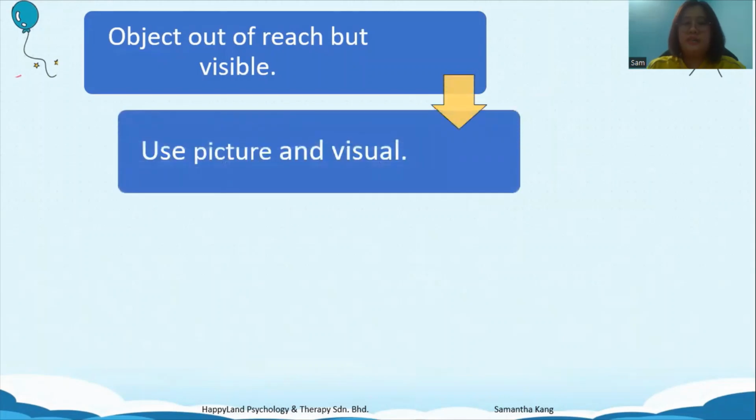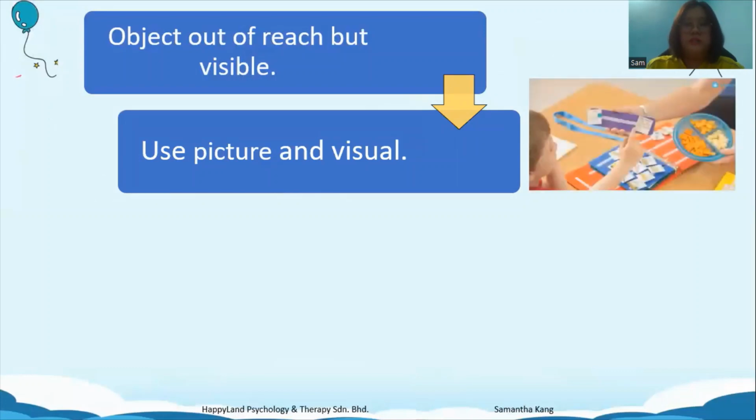The next strategy is to use pictures and visual aids. This provides the child the opportunity to communicate using other media, such as pictures, whether it's pointing at the pictures or exchanging the pictures for the object. For example, the PECS, which is the Picture Exchange Communication System, is an alternative communication system that uses pictures to communicate their needs and what they want with other people.